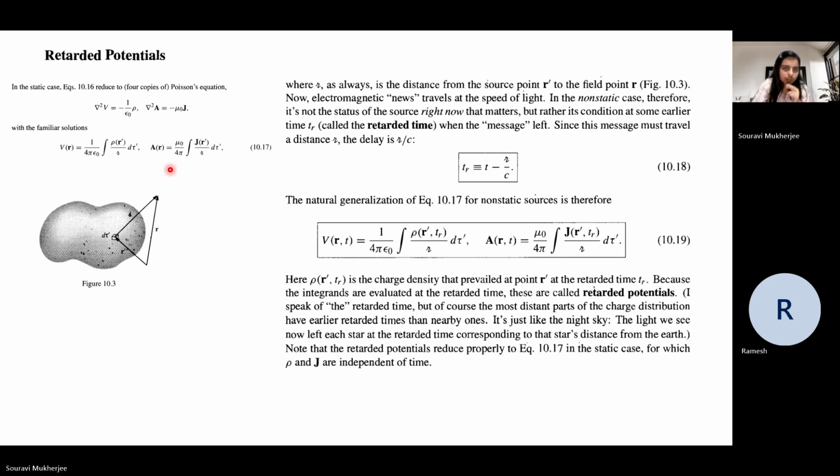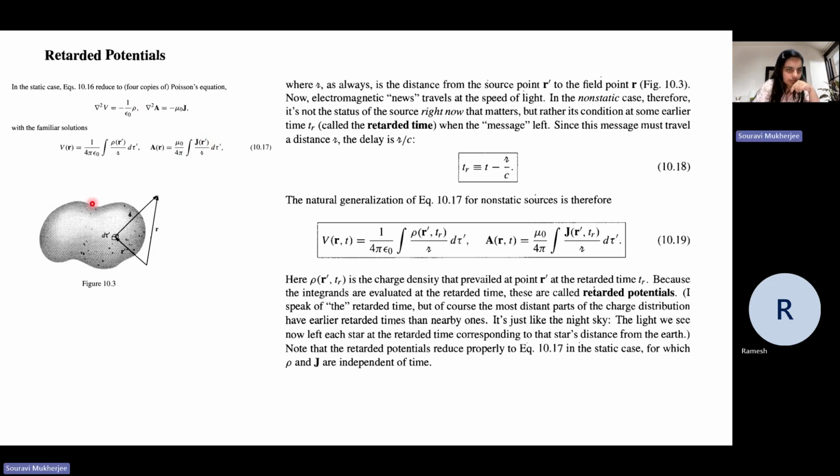Now the important point comes in when it is not static anymore. Consider the case where this rho or this j is changing with time. Then what happens?